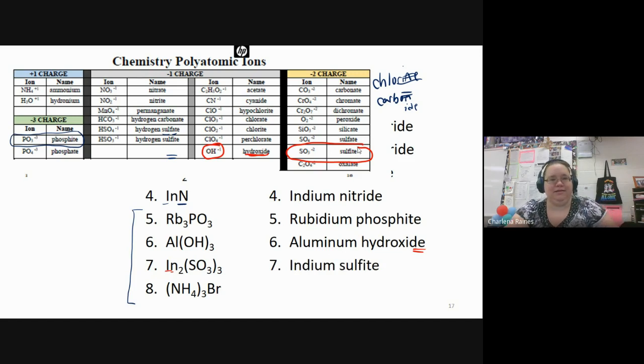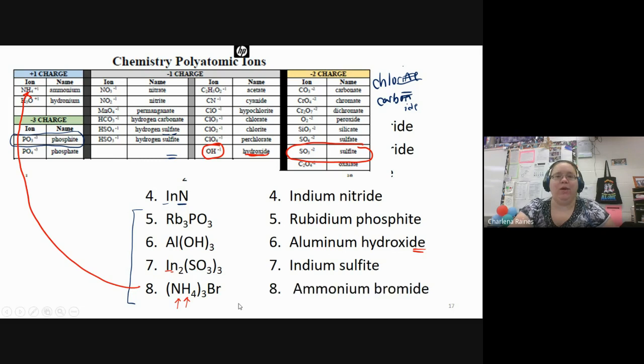Last but not least, number 8. Notice I don't have a metal here, but I see some parentheses at the beginning. This is the one positive polyatomic that forms a compound that we will see. It's acting like the metal, therefore it is written first. It's a polyatomic. It keeps its special name. So bromine, we keep the bro and replace that ending with IDE, bromide. So the whole thing is called ammonium bromide.